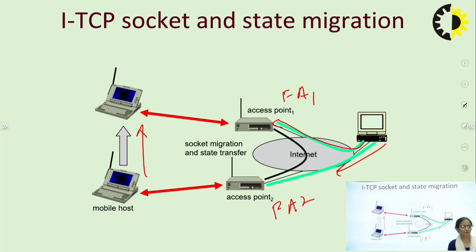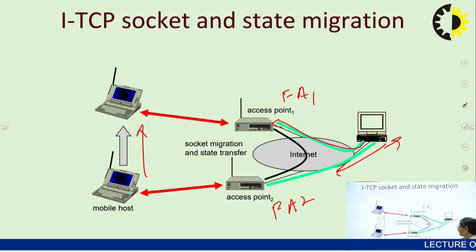So in the case of the migration, the state transfer, all this information will be updated to the CN by FA2, and now when the next time CN sends the data, it will send the data to FA1 and not to FA2.